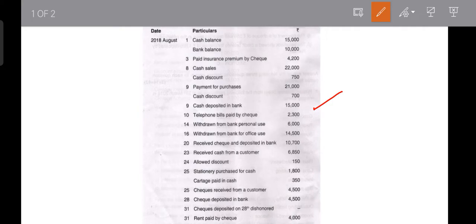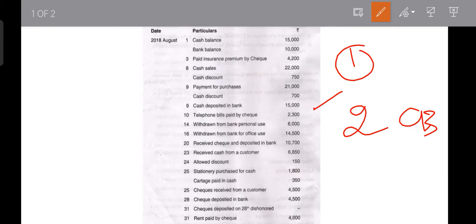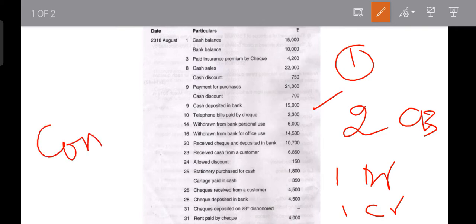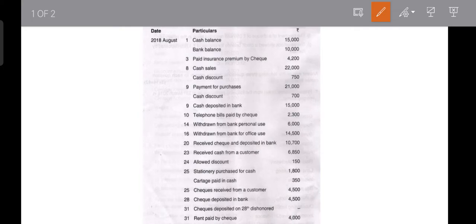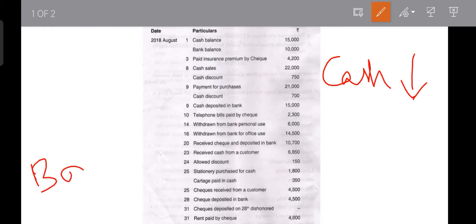So for a single transaction we need to record two sides of the cash book, one under the debit side and one under the credit side. That transaction we are going to call a contra entry. Here we must see which column is reducing. For example, in this transaction we are depositing into the bank, so cash is reducing, and bank column should increase.